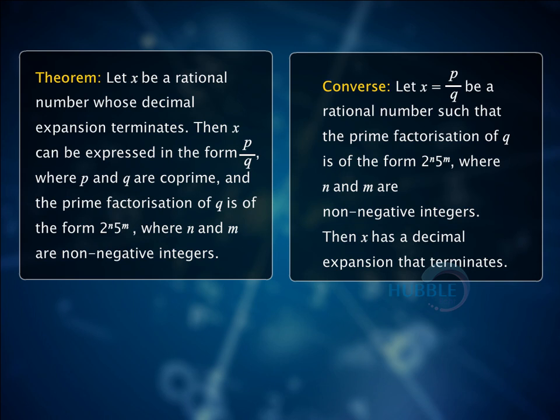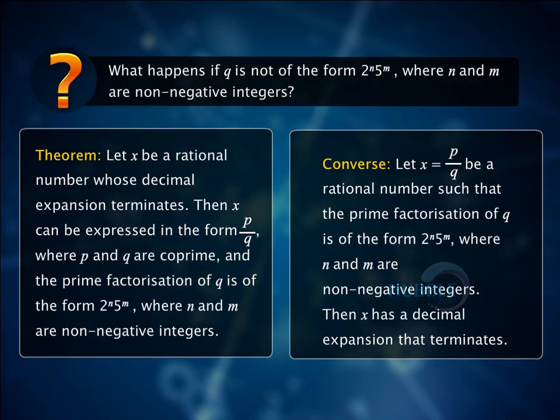Let x equals p over q be a rational number such that the prime factorization of q is of the form 2 power n times 5 power m, where n and m are non-negative integers. Then x has a decimal expansion which terminates. What happens if q is not of the form 2 power n times 5 power m, where n and m are non-negative integers?